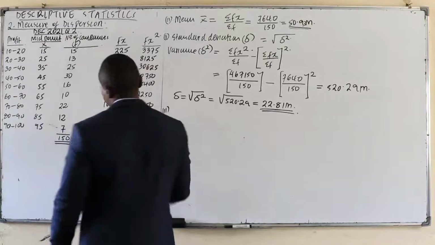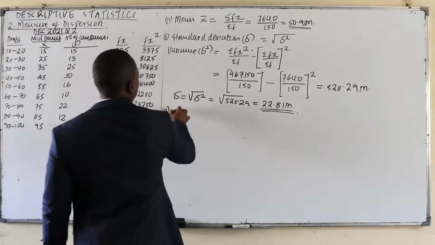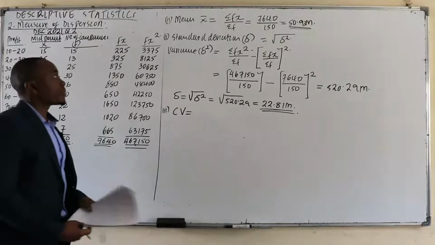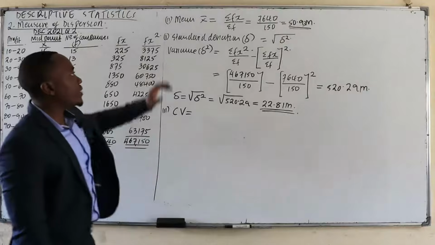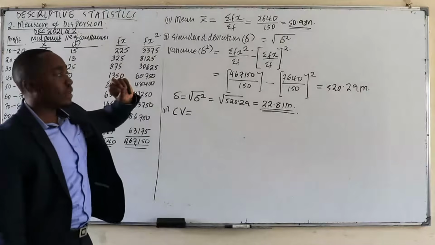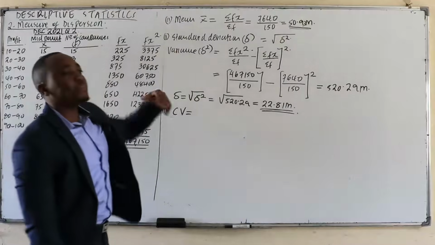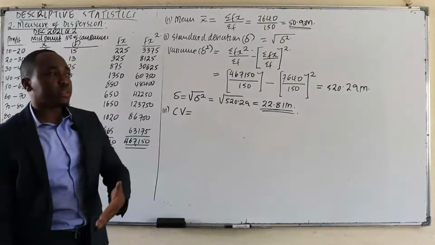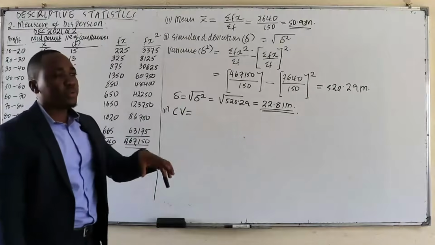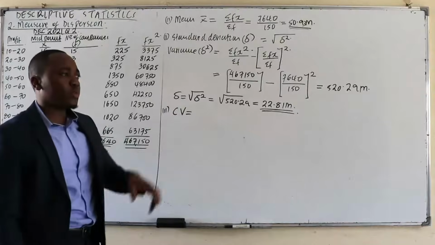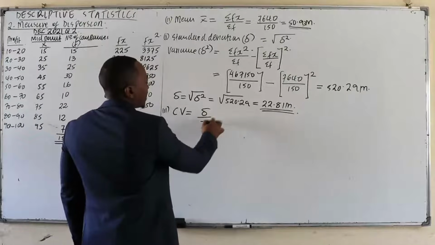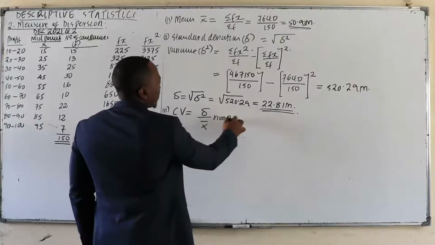Then number three, you have to get the coefficient of variation. Now, coefficient of variation is a trade-off. Let me explain something here. In this case, we're evaluating the profits of the company. Standard deviation is the measure of risk. Mean is the average profit. So therefore, CV is a trade-off between the risk you are taking to generate 1 unit of profit. So we take the standard deviation, you divide by X bar times 100%.